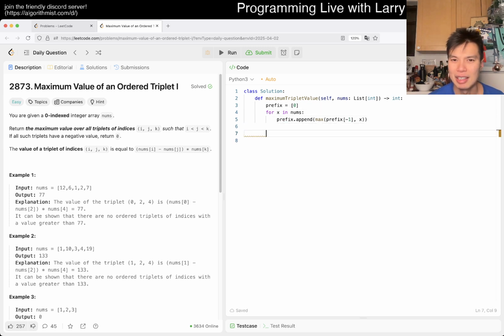Yeah, and then now we do the suffix, same thing, for x in nums, except now we want it in reverse.